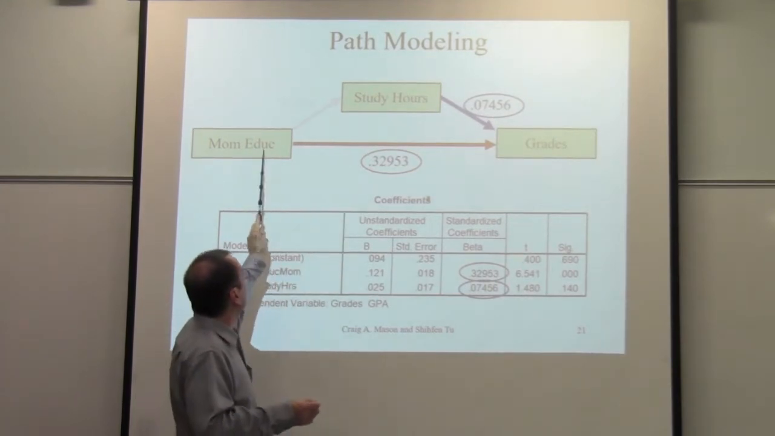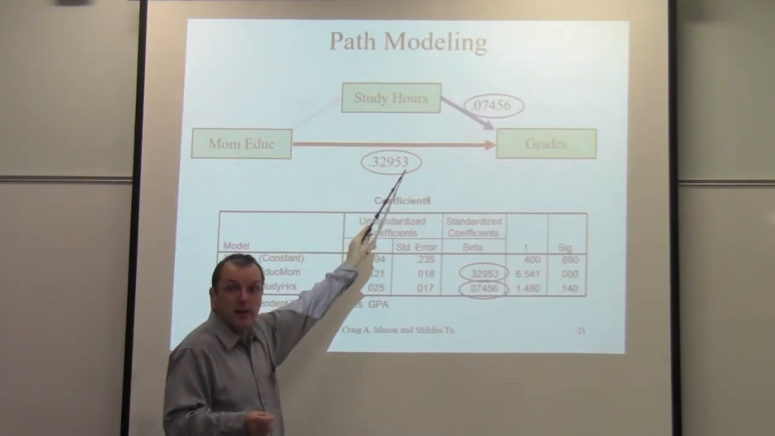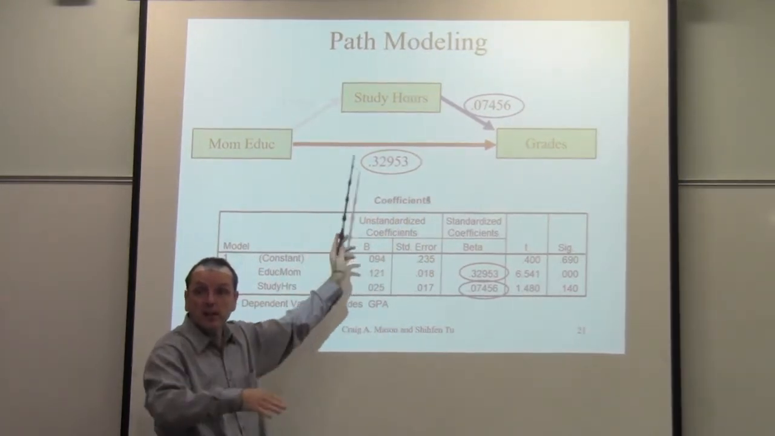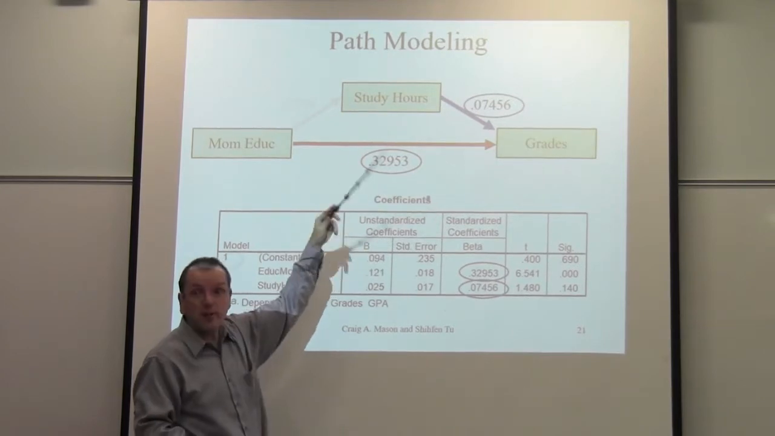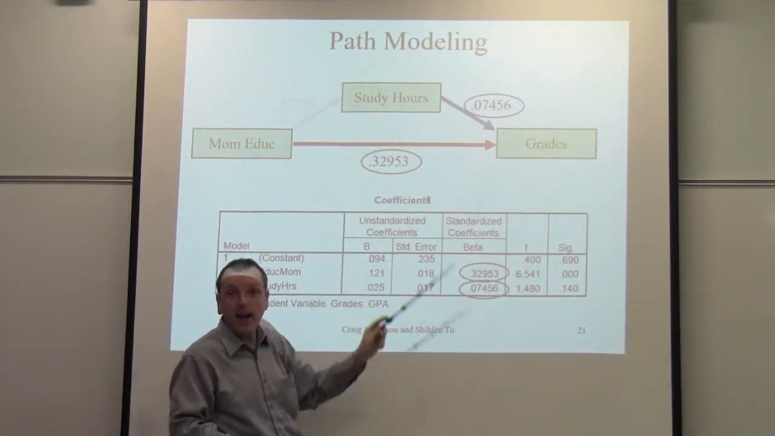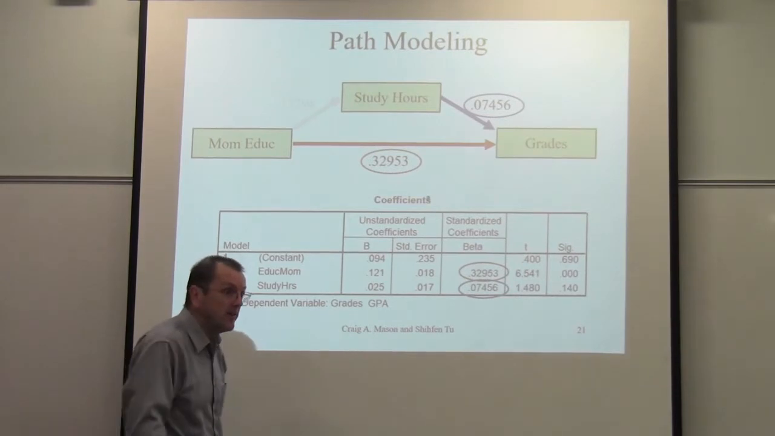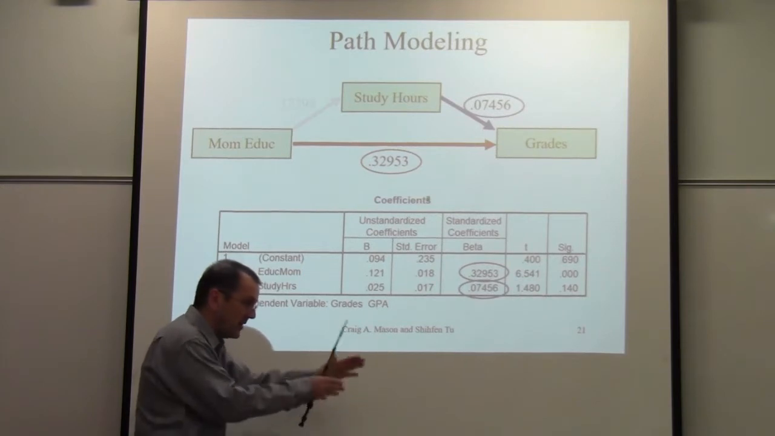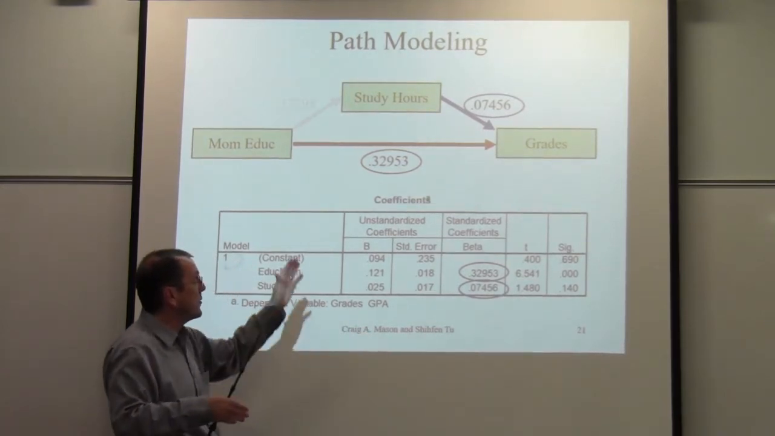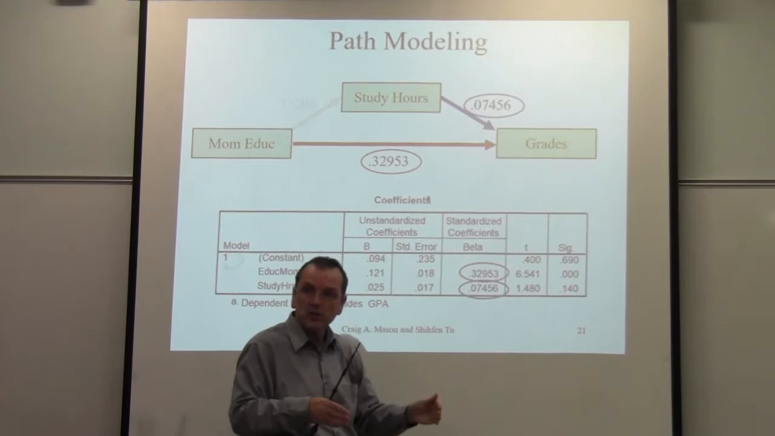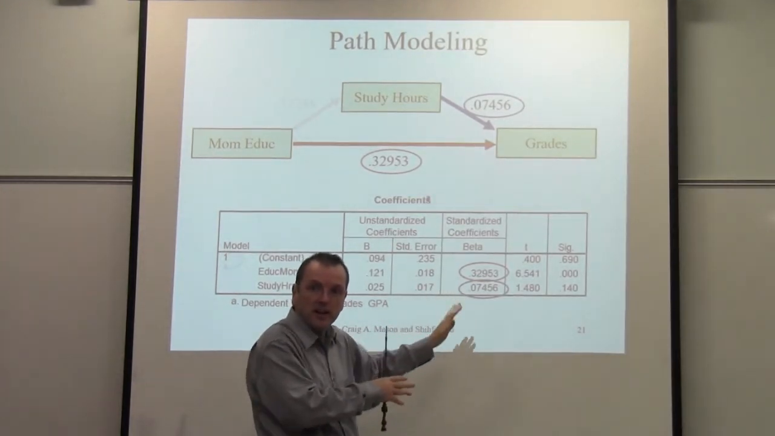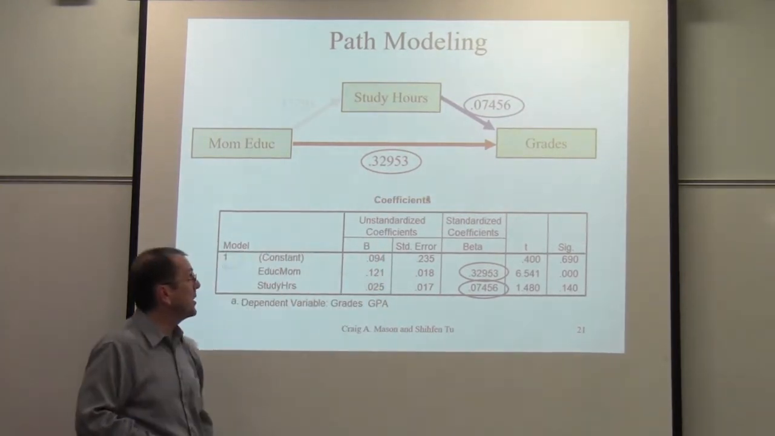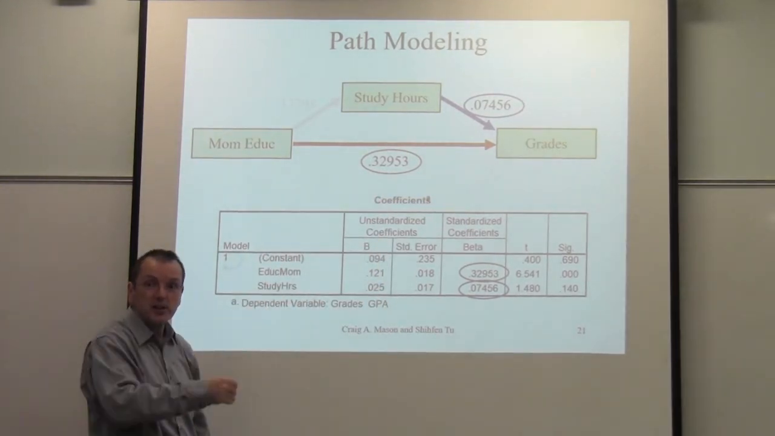This 0.32953 is the effect of mom's education. It's that unique effect of mom's education that's unrelated to everything else in the model. It's unrelated to study hours. So the direct effect of mom's education that's unrelated to study hours is 0.32953. That's how much, controlling for studying, a one standard deviation increase in education gives you a 0.32953 standard deviation increase in grades.